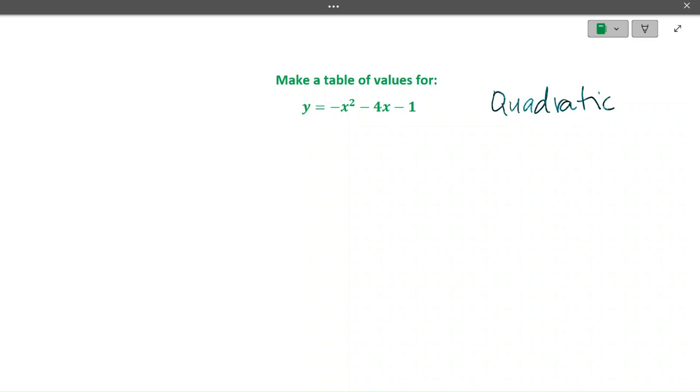Before we get started, I'm going to notice something really important right here. My x squared term is negative. That means that this parabola, or this quadratic function, is reflected, which means that the vertex is a maximum. I've got a whole series of videos on this, but this is going to be important when we make our table of values, to make sure that we don't make an error.